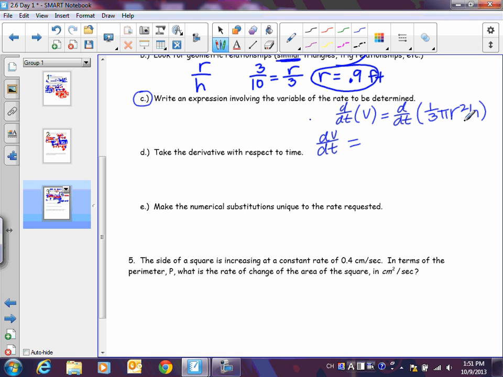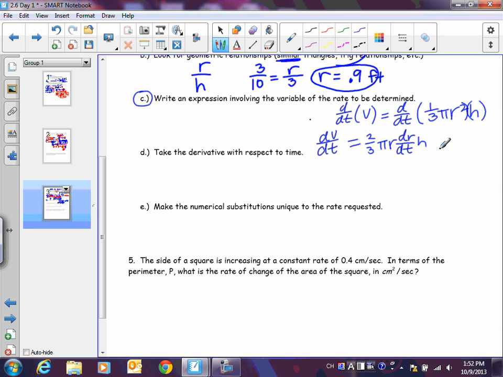I have to use chain rule no matter what. Chain rule is just embedded all over the place. But look at this. 1/3 pi r squared times h. Product rule. And the 1/3 pi could actually go with either variable. I'm just going to keep it with the r squared since it's first. And so remember with product rule, you're going to take the derivative of the first term. That's going to give me 2/3 pi r. And since I took the derivative of r, remember I got to write dr over dt.